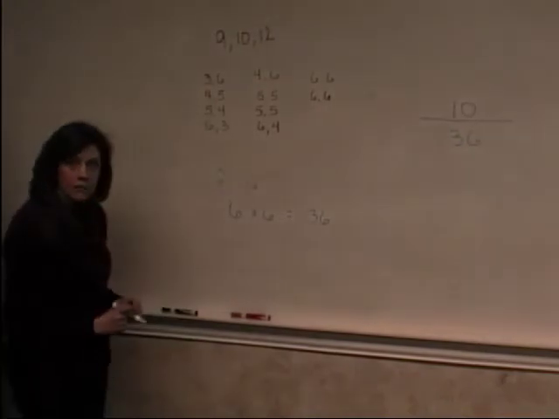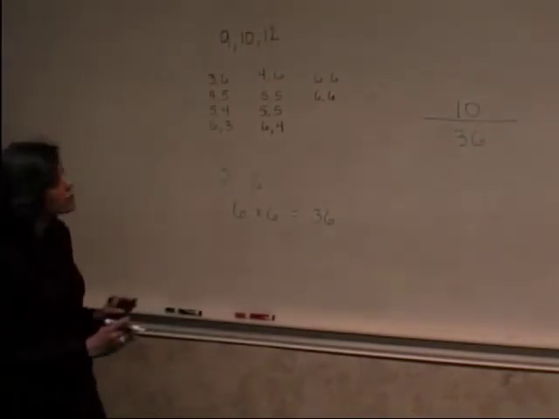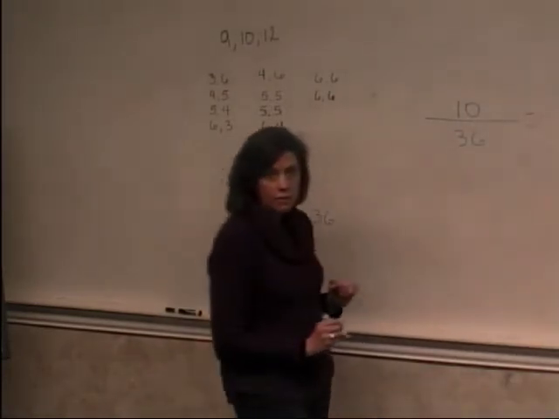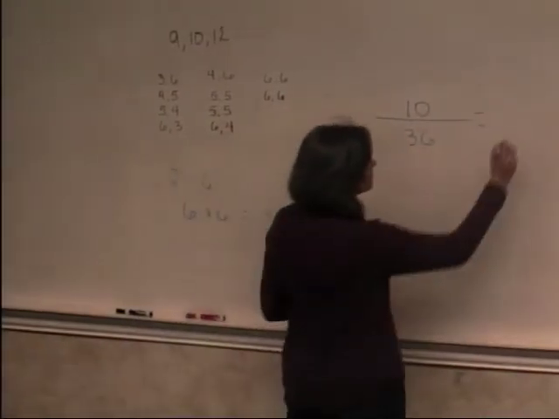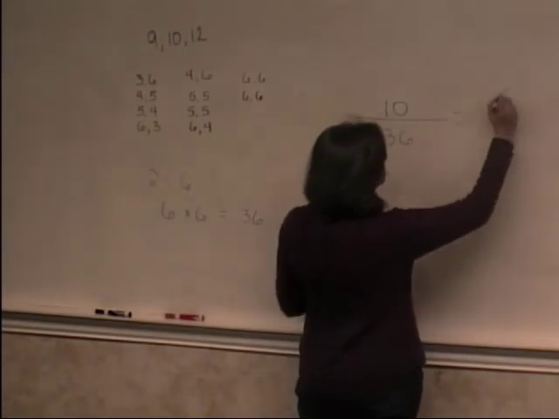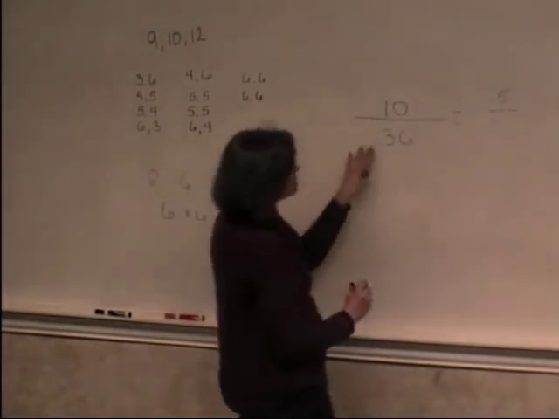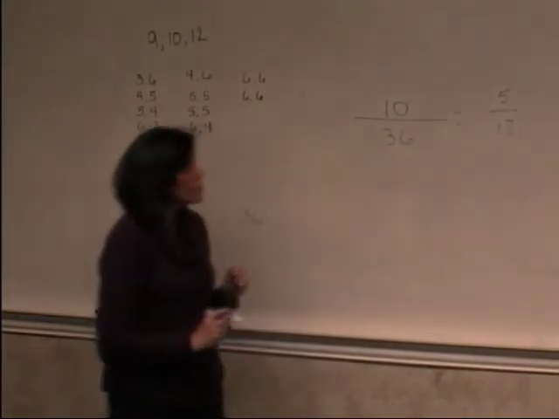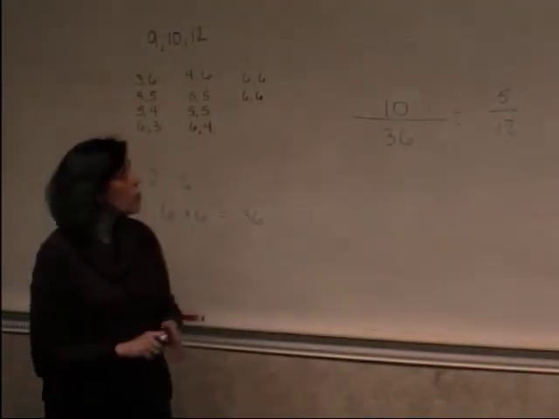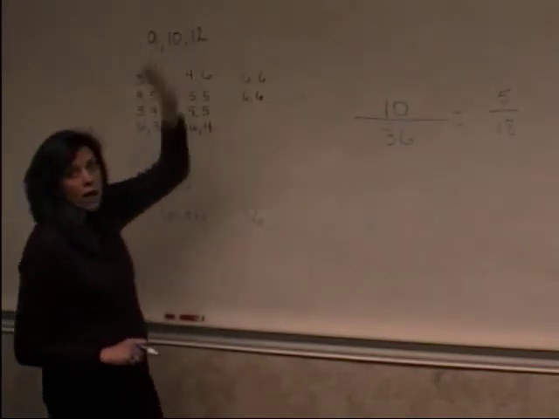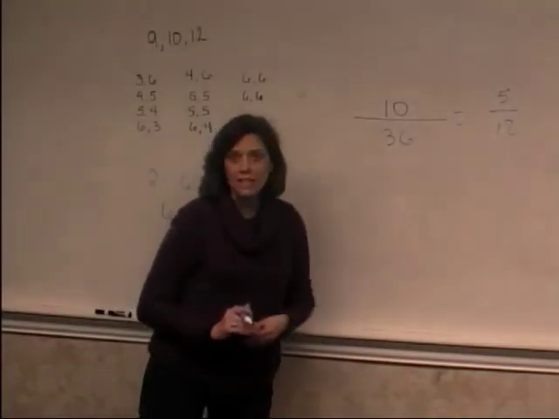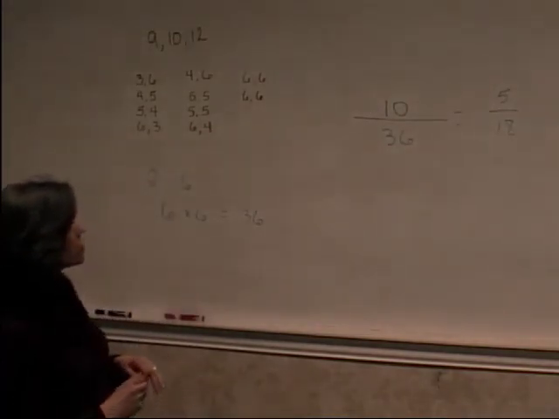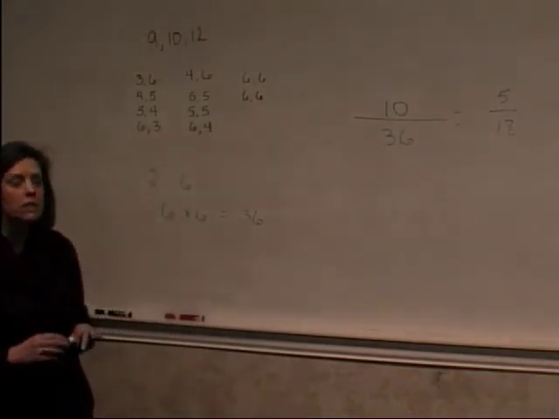Now I want to reduce it into simplest form. 10 and 36 are both even numbers. 2 goes into 10 5 times, and 2 goes into 36 18 times. So we have a probability of me rolling a 9, a 10, or a 12 of 5/18. And if you turn that into a percent, you're pretty close to 20%.